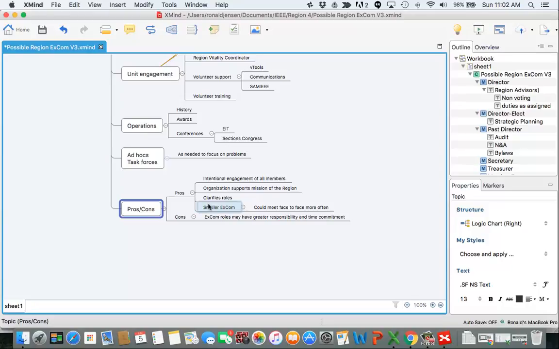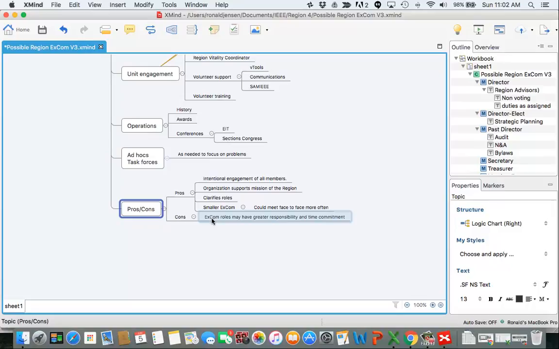We'll have to see. And then the cons: there is one big one that sticks in my mind, and that is those XCOM roles, member engagement and unit engagement. Those are certainly big roles, and so the position who sits on the XCOM has a large amount of responsibility to make this team function and to report back to the XCOM on its activities.